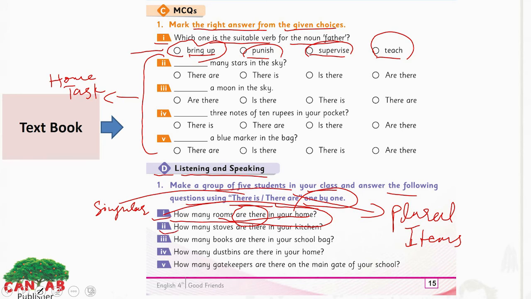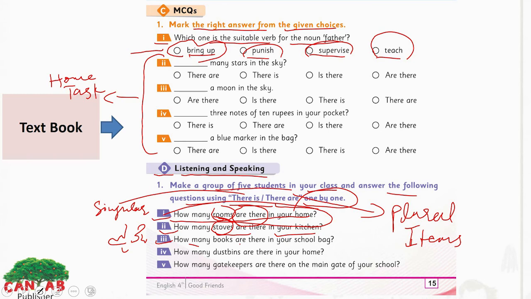Question number 2, how many stoves are there in your kitchen? Stoves कहते हैं चूल्हे को जिस पे हम खाना पकाते हैं. Again, the second question, how many stoves are there in your kitchen? Stoves and rooms are both plural here. We are inquiring about the plural items here. So one will answer that I have 2 stoves in my kitchen.